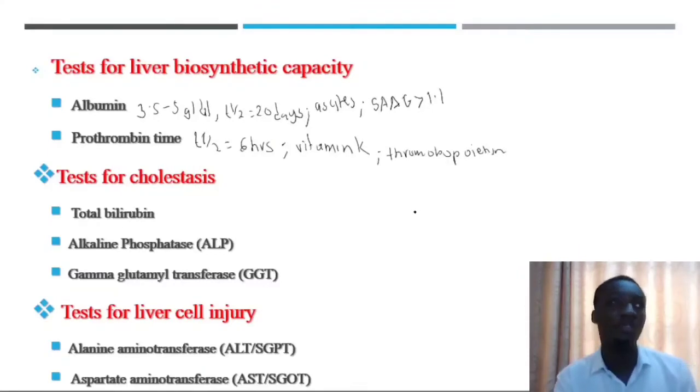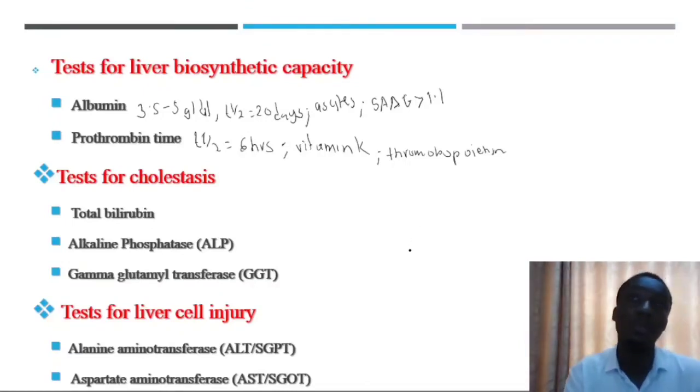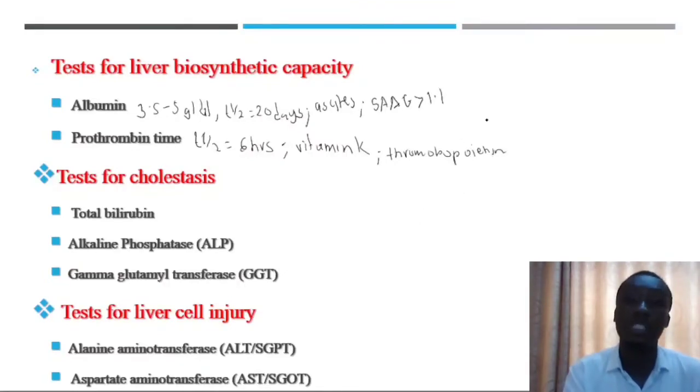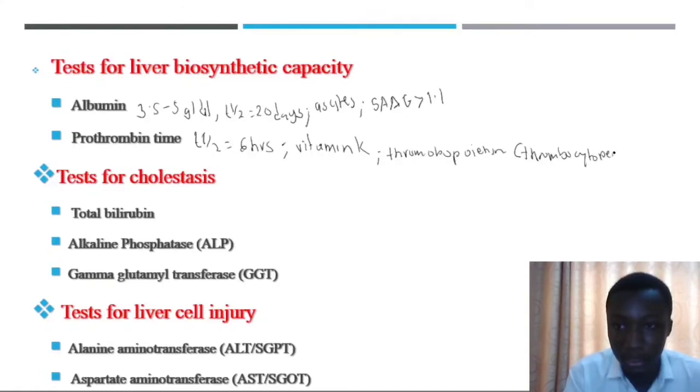Okay, thrombopoietin. Now, thrombopoietin, when produced, will stimulate the bone marrow, and the bone marrow will produce platelets, which will help you in your blood clotting system. When the liver is diseased or cirrhotic, production of thrombopoietin is going to be decreased, and then the stimulation to the bone marrow will also be decreased, and the production of platelets will also be decreased, and that will lead to thrombocytopenia.